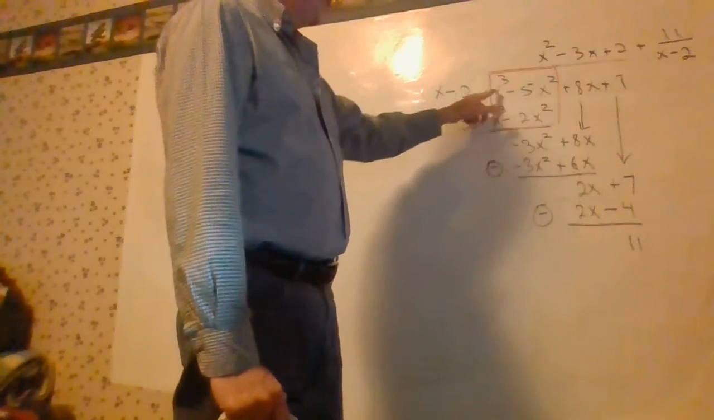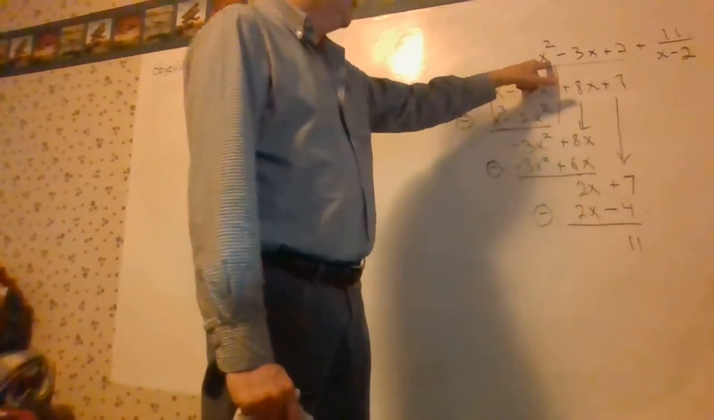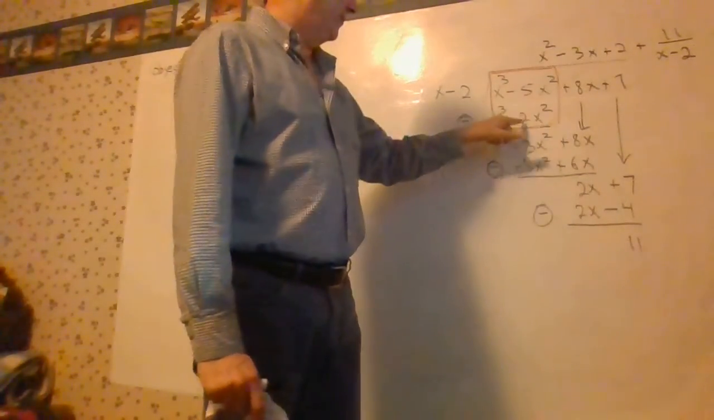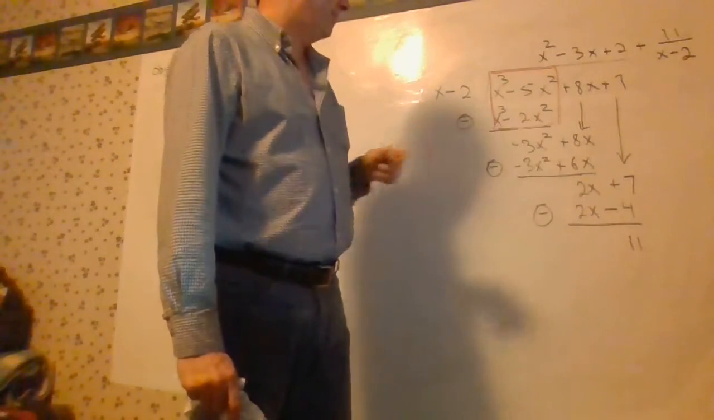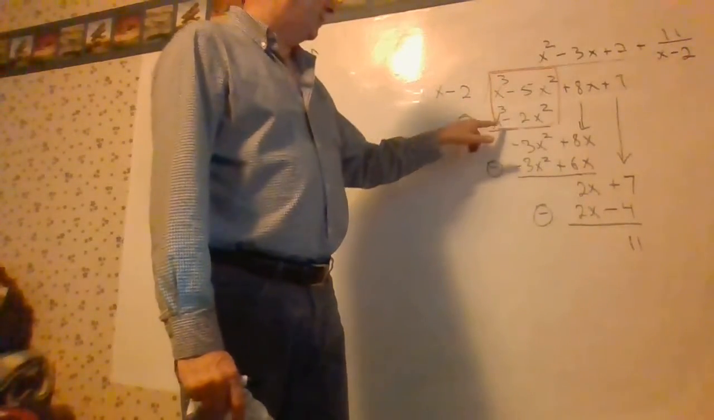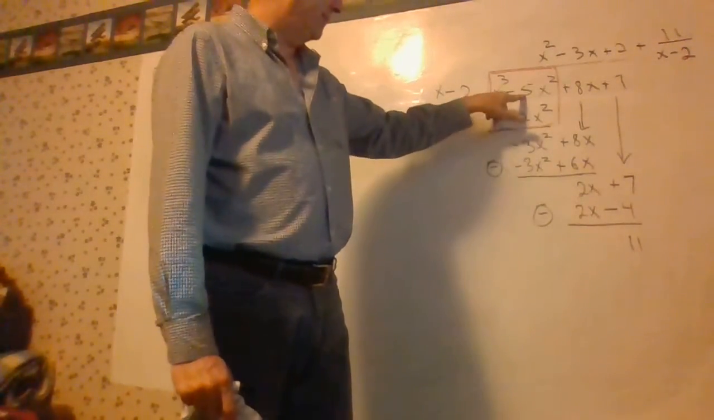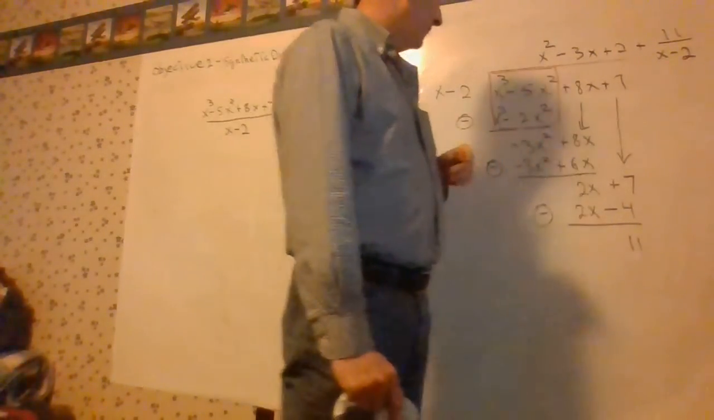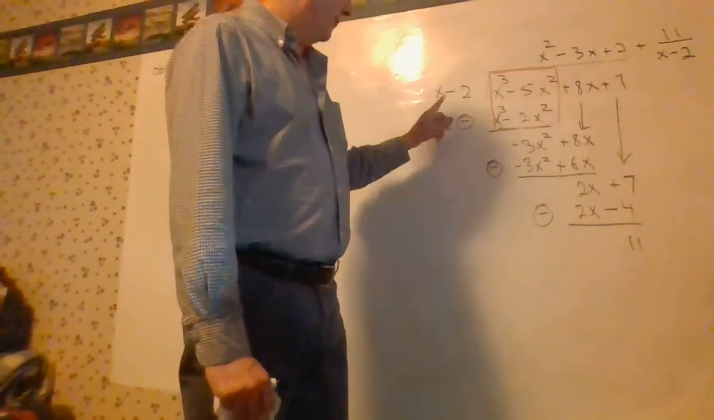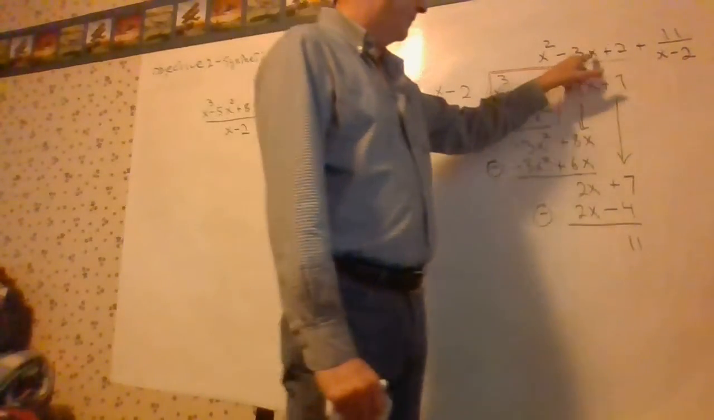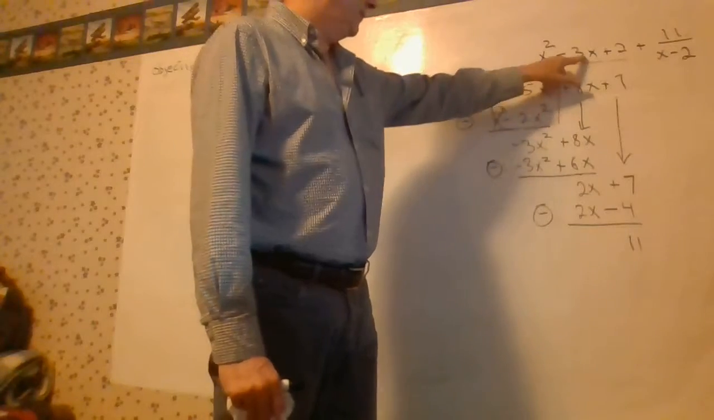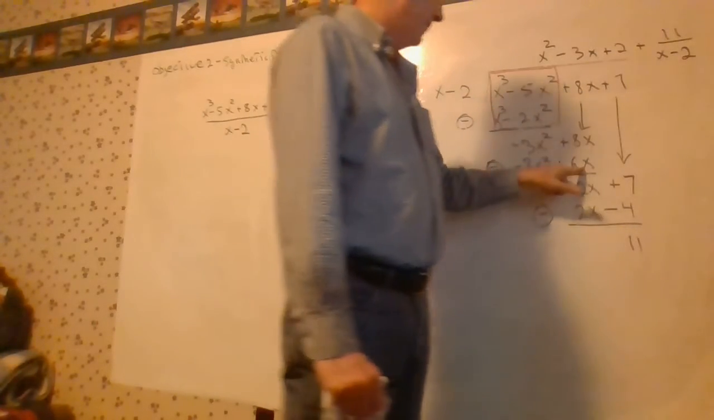We ask what times x is x cubed, that's x squared. X squared times x cubed. X squared times negative 2x squared. Subtract, the negative is positive, negative 5 plus 2 is negative 3x squared. Bring down the 8x, and repeat. What times x is negative 3x squared? Negative 3x, times x, negative 3x squared. Negative times negative is positive 6x.